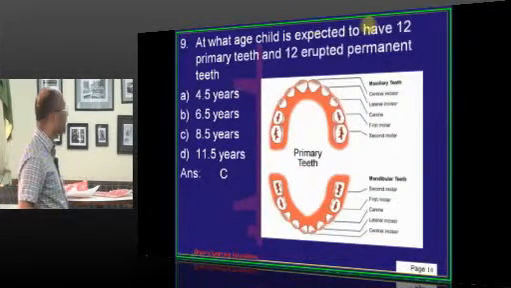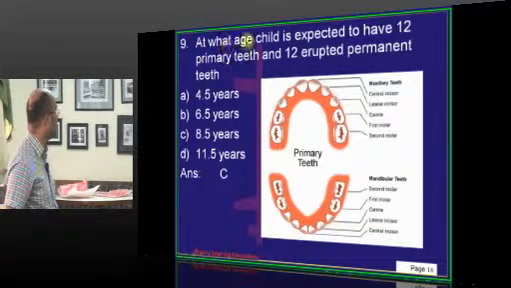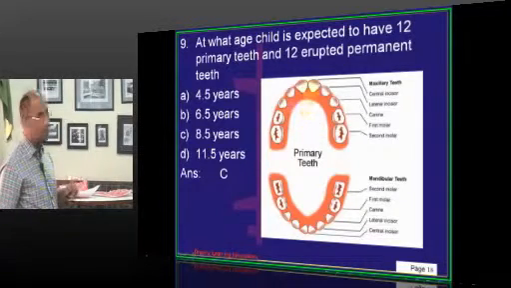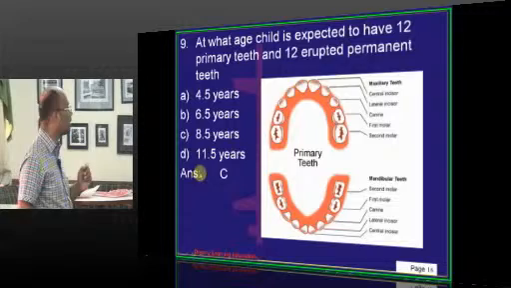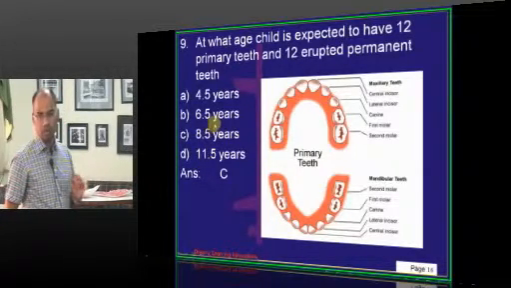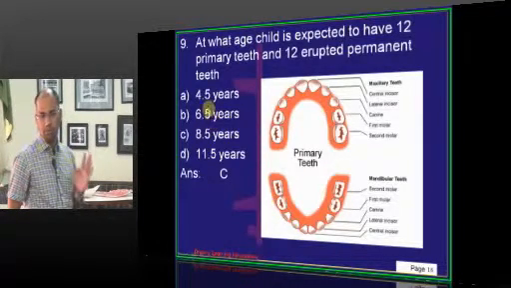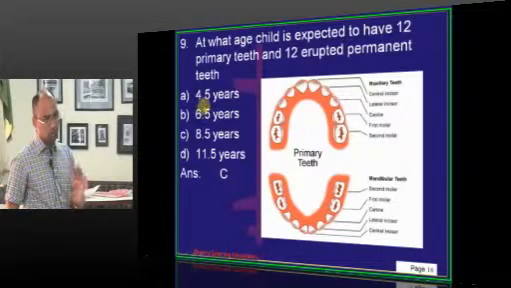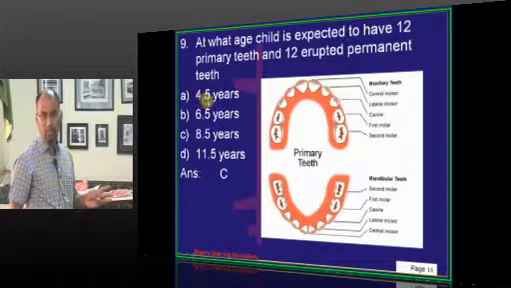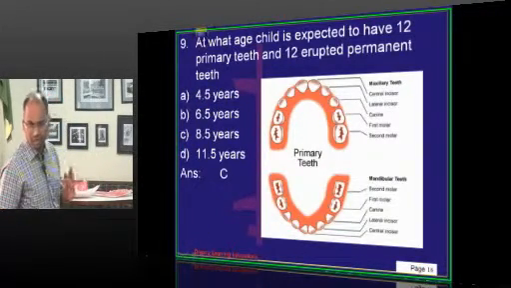At what age is the child expected to have 12 primary and 12 erupted permanent teeth? Like there should be 12 primary teeth and 12 permanent teeth. Now 12 permanent teeth, how do you calculate? First molars are there at 6 years itself, so 4 teeth are done. Then again 4 incisors on the top, 4 incisors on the bottom. So 4 plus 4, 8 plus 4, 12. That means your incisors should be erupted and your molars should be erupted. First permanent molars are by the age of 6 years.